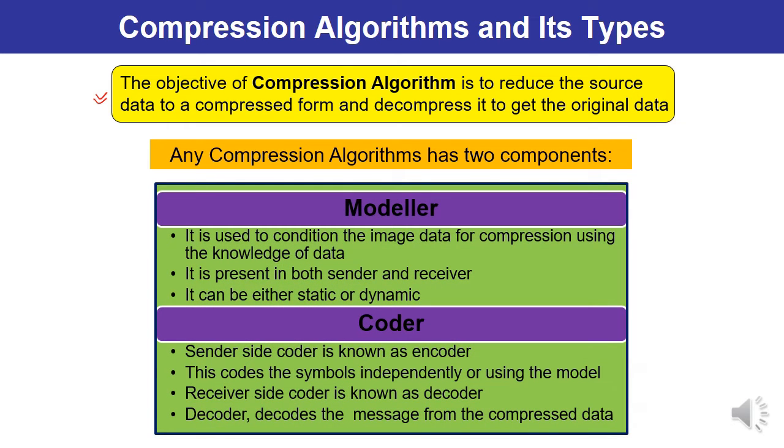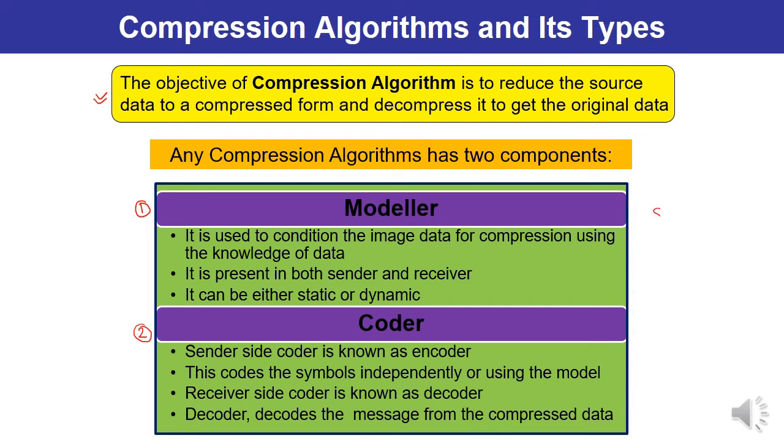Any compression algorithm has two major components. First is modeler and second is coder. These are two important components. What is modeler? The purpose of modeler is to condition the image data for compression by using the knowledge of the available data, and this modeler can be present in both sender and receiver. Next point is very important. Modeler can be either static or dynamic.